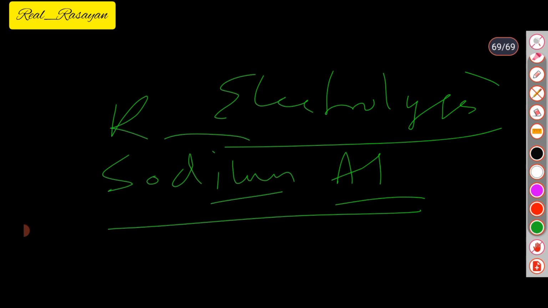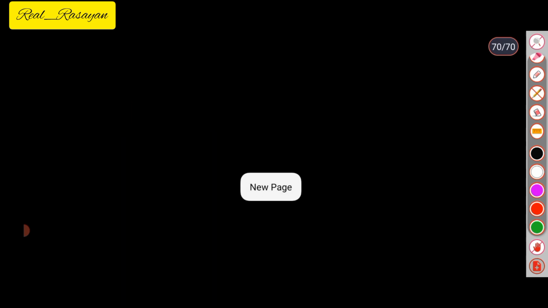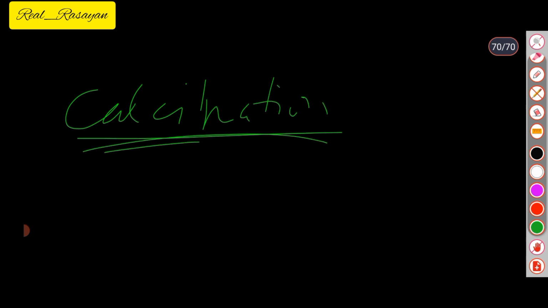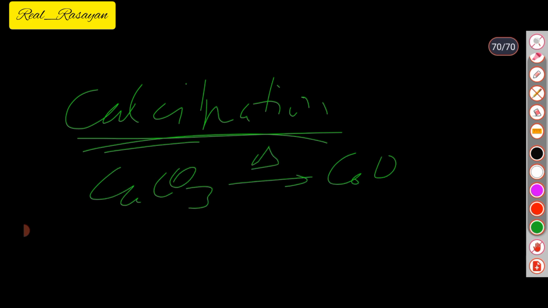Point to remember, the metals which are extracted by electrolysis. What is calcination? Calcination is the process of extraction of metals in which a carbonated ore is heated to form metal oxide along with the volatile impurities. Volatile impurities escape out into the atmosphere in the form of gases.